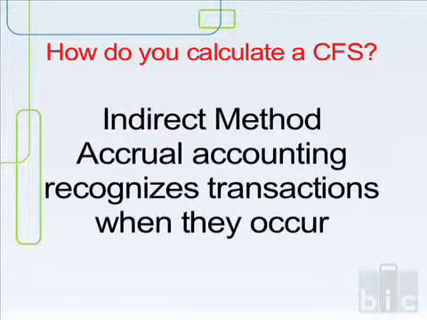The indirect method, which is used more often, uses accrual accounting to determine the net cash flow from operations. Accrual accounting is preferred because it provides a more accurate picture of the company's current condition by recognizing transactions at the time they occur, so both current cash inflows and outflows are combined with future expected cash inflows and outflows.